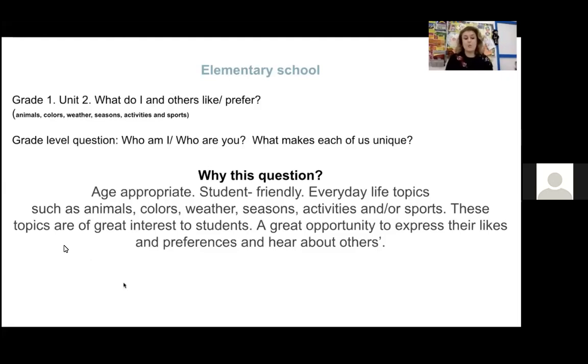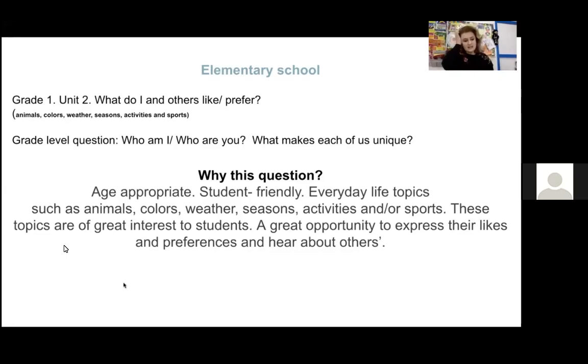So the question is, why this question and why these subtopics? Well, because they are age appropriate, they're everyday life topics of great interest to first grade students. At this level, all first graders like to talk about themselves and the things they like to do over the weekend and during breaks, also talking about their pets and the animals they would love to have as pets. In science class, they're learning about weather and its characteristics too. So they get very excited telling us about all the things that concern them.